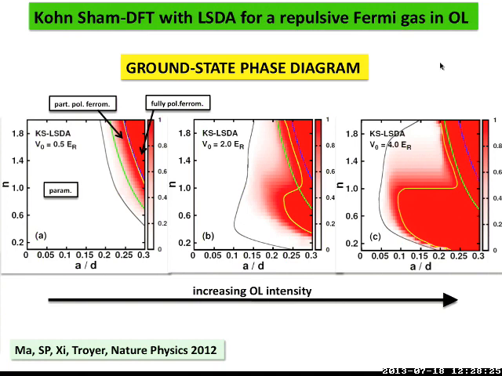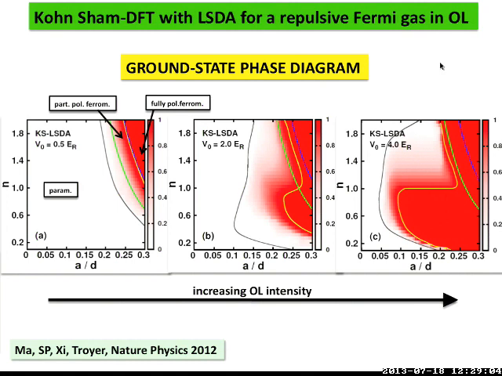So we performed some Kohn-Sham DFT calculations for repulsive Fermi gases in optical lattices. Here you see some phase diagrams, given as a function of the density and the interaction parameter. If you have an extremely weak optical lattice, just 0.5 recoil energy, the ferromagnetic phase appears only here. But if you make the optical lattice slightly more intense, then this ferromagnetic transition appears at much weaker interaction. And here the effect is even stronger.